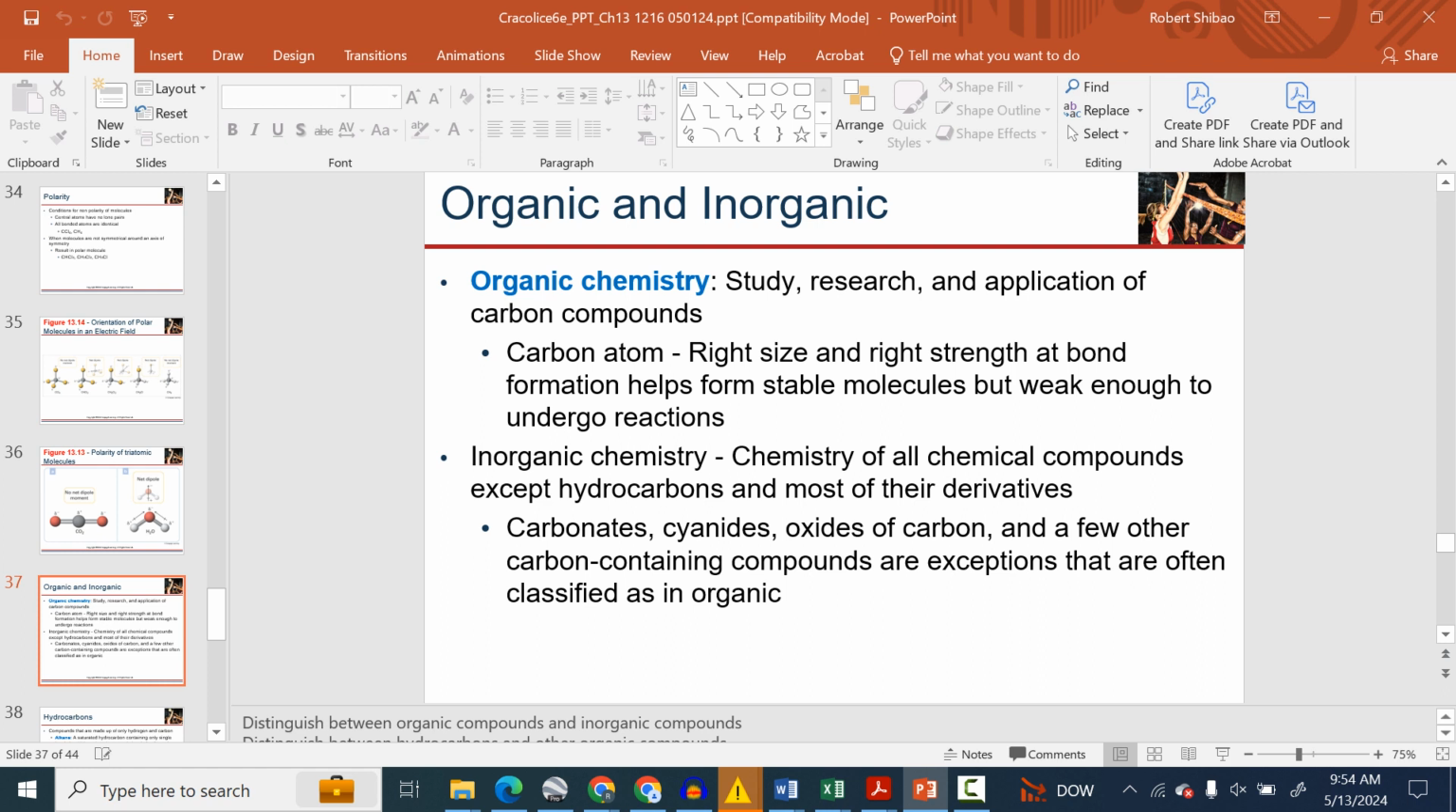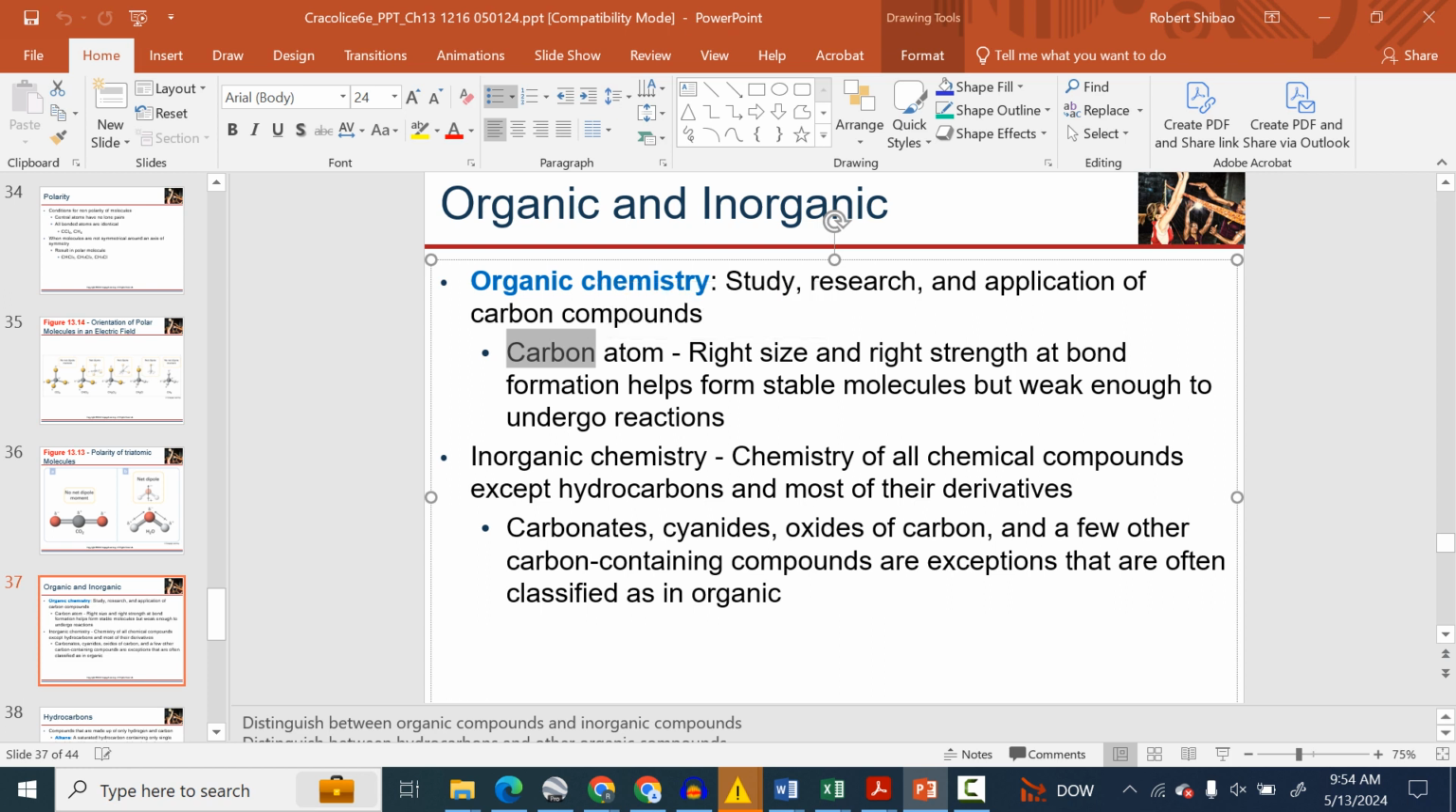So when we look at organic chemistry, it's basically carbon. Carbon has the right size and right strength of bonding. It forms 4 bonds. It likes to form 4 bonds. The bonds are strong enough that they can form stable compounds. Inorganics are basically the rest, like certain carbon-containing things such as carbonates and oxides, carbon monoxide, carbon dioxide, and cyanide. Cyanide you could classify as organic, perhaps, but typically it's considered inorganic.